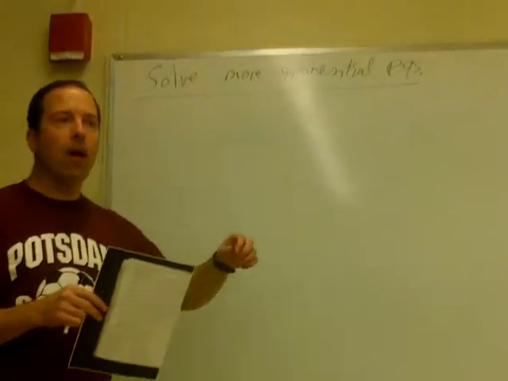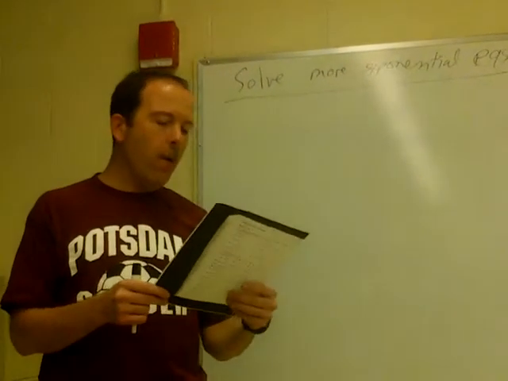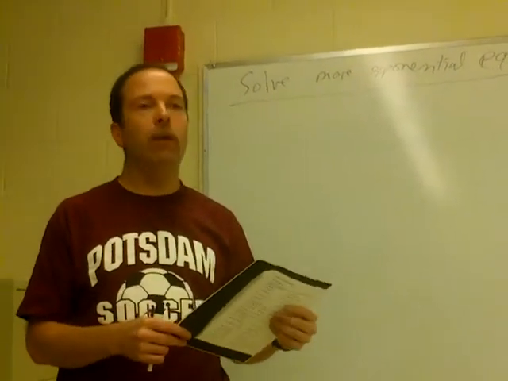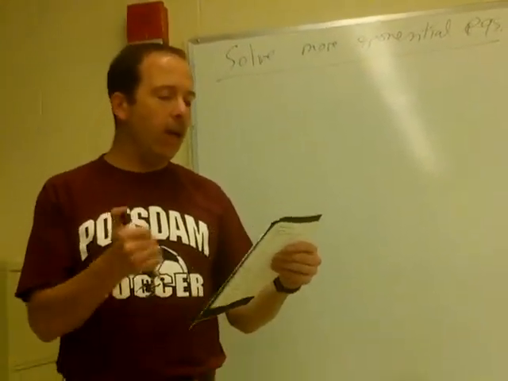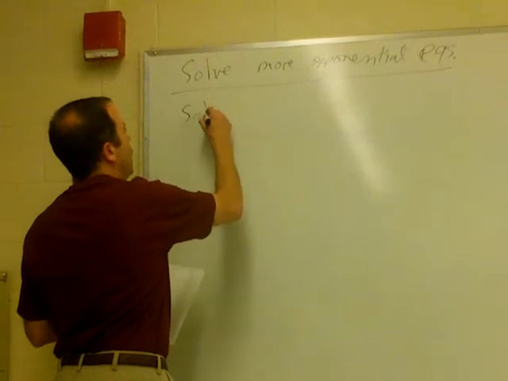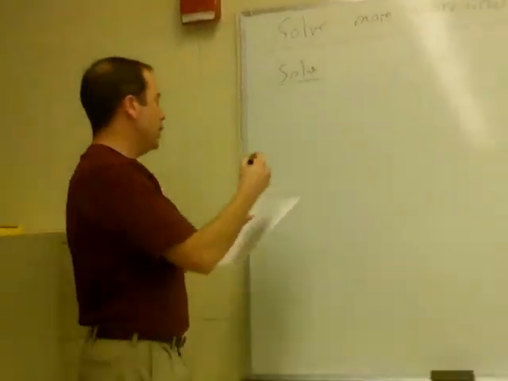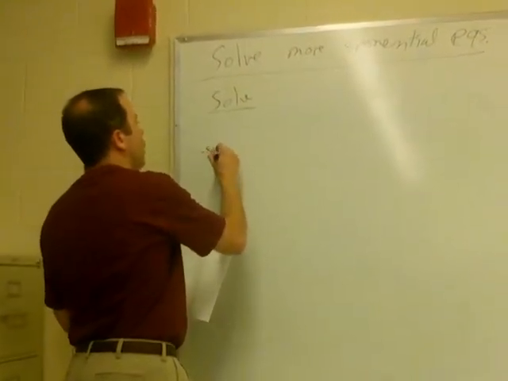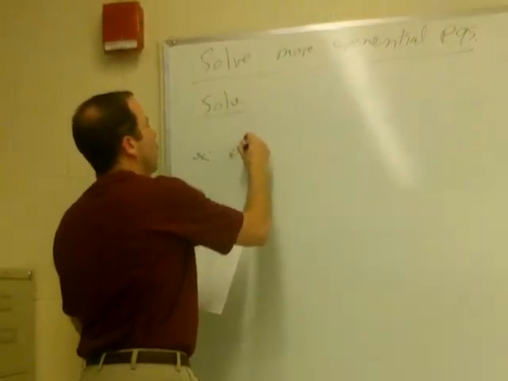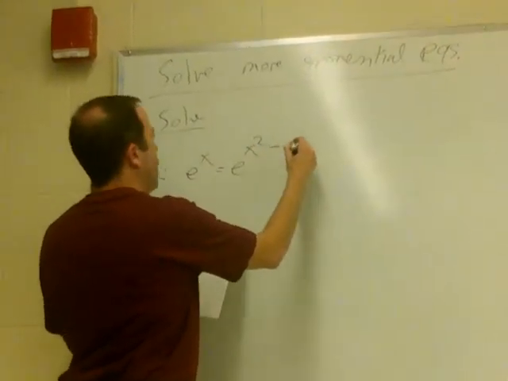Welcome to our favorite class here, solving more exponential equations. We are going to blast through a whole bunch of equations today. We have already solved some of these from last time, so I'm just going to jump right in. We have e to the x equals e to the x squared minus 2.